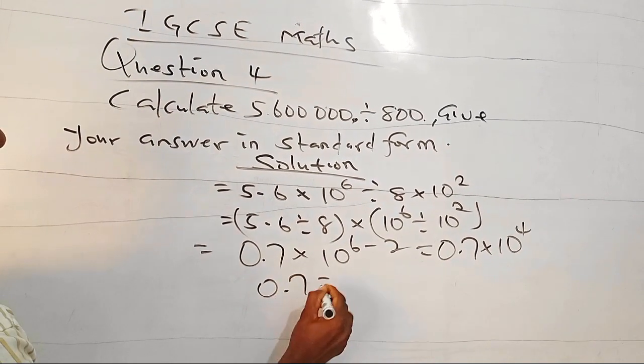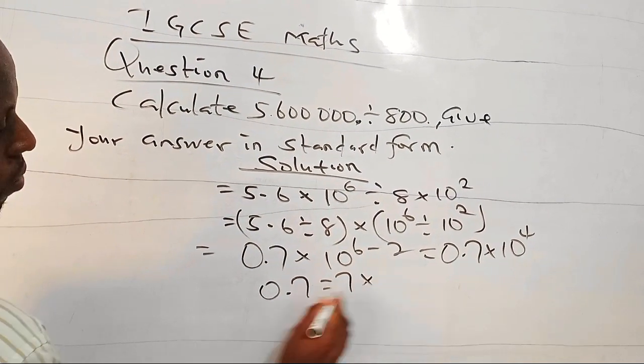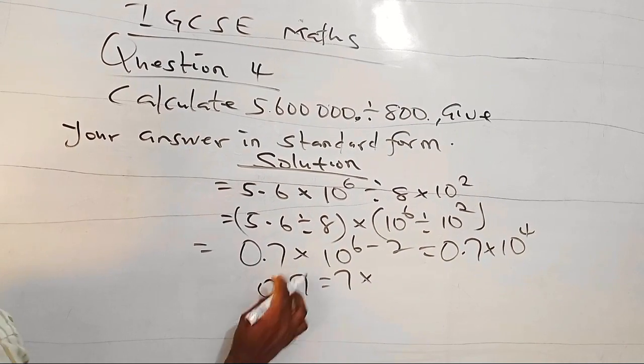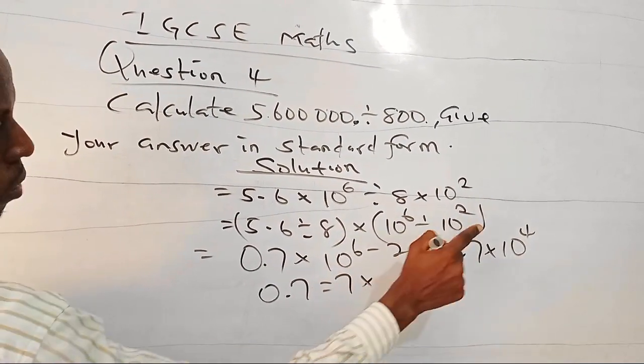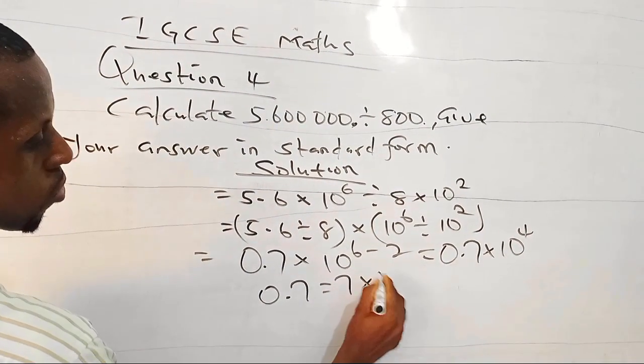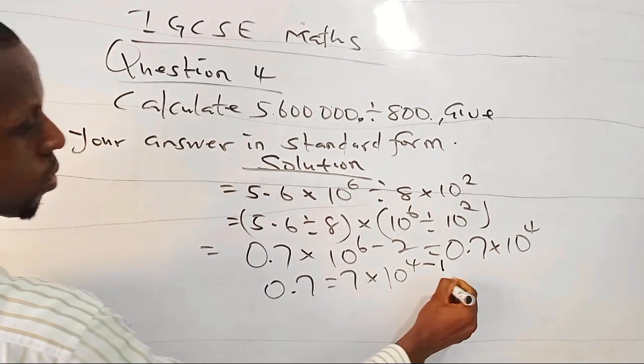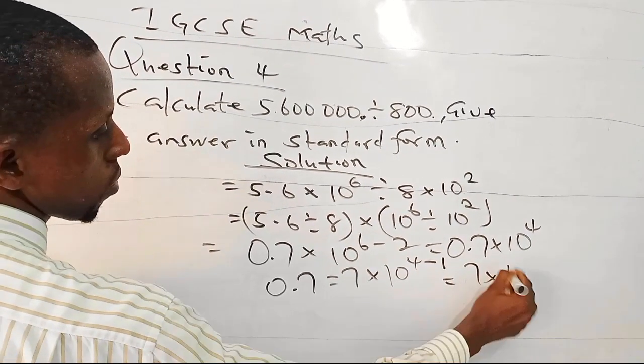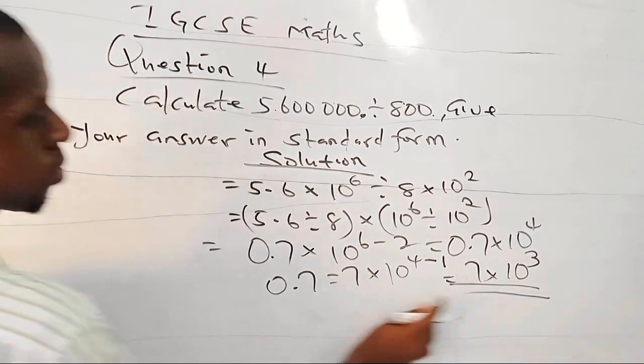0.7, we can write it as 7 times, remove this point here. By the time we move it towards the right, we subtract 1 from the exponent, so we have 7 times 10 raised to the power 4 minus 1. So here we have 7 times 10 raised to the power 3. Thank you.